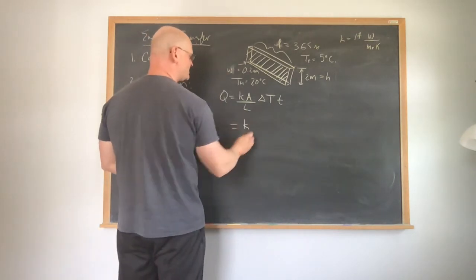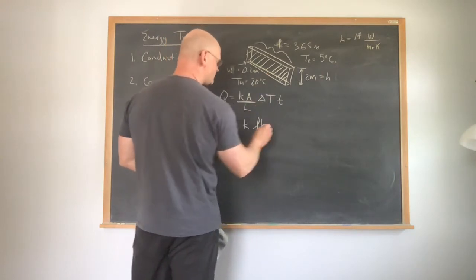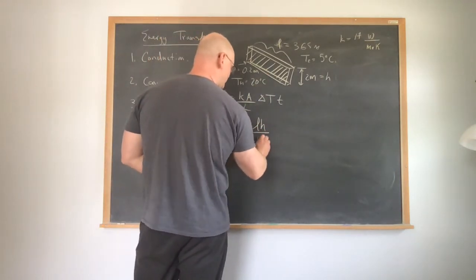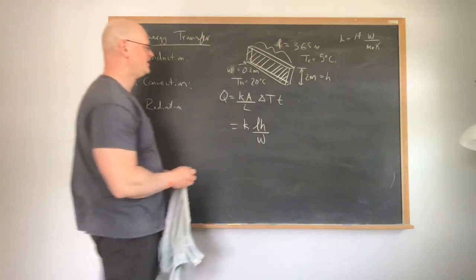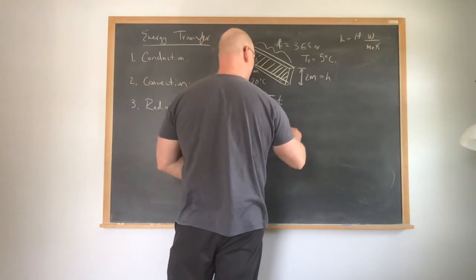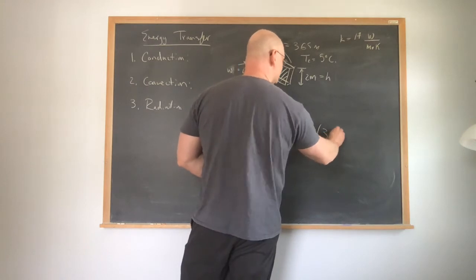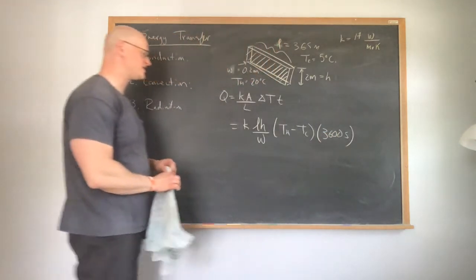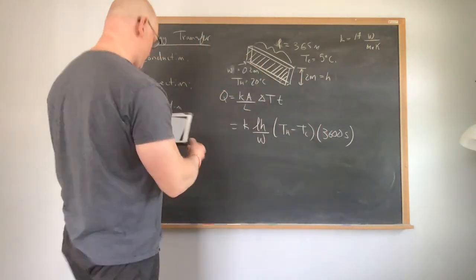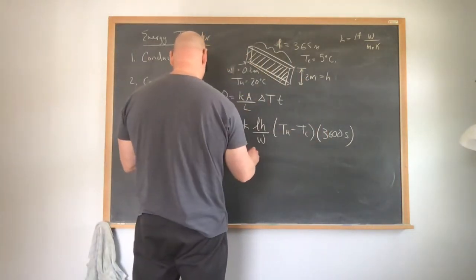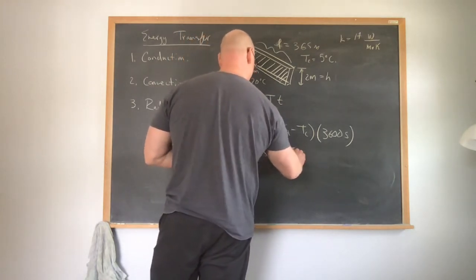So it's K times the area, but the area in this case is simply the length times the height, divided by the thickness, or the width, times the change in temperature, which is simply T hot minus T cold, times the time, where the time in this case is 1 hour, so that's 3,600 seconds. So good. Plug in my numbers. What I find in this case is this works out to be about 3.35 times 10 to the 6th joules.